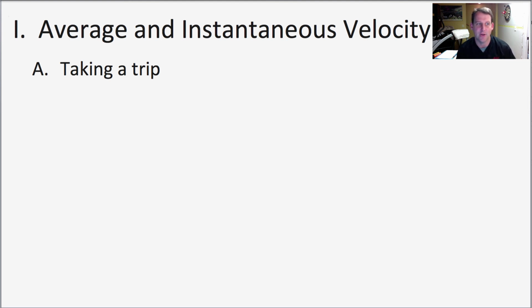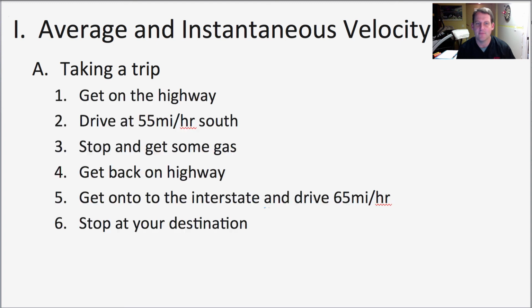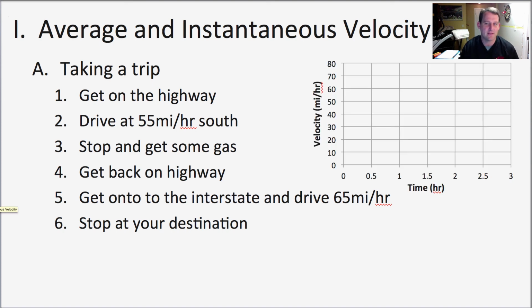So as we talk about average and instantaneous velocity, we're going to do it in the context of taking a trip. And the trip we're going to take involves getting on the highway, then driving for a while at a constant 55 miles an hour, stopping to get some gas, and then getting back onto the highway where we drive 55 again, and then getting onto the interstate where we drive 65, and then finally stopping at a destination. So to make this a little more visual, we're going to graph it real quick.